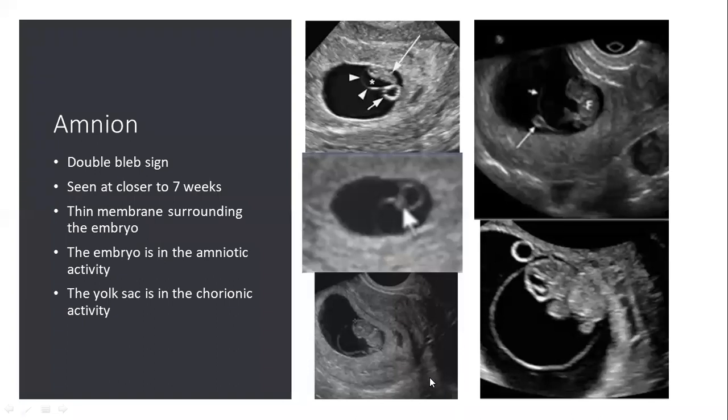Please take note that I'm still referring to this as an embryo. We can then call it a fetus after 10 weeks, but before 10 weeks it is still called an embryo. So as I mentioned, the amnion is a thin membrane which is surrounding the embryo. It then forms the amniotic cavity where the embryo is inside. The outside part is called the chorionic cavity, where we have our yolk sac. As we can see here, this is the chorionic cavity where we have our yolk sac, and this is the amniotic cavity where we have our embryo.